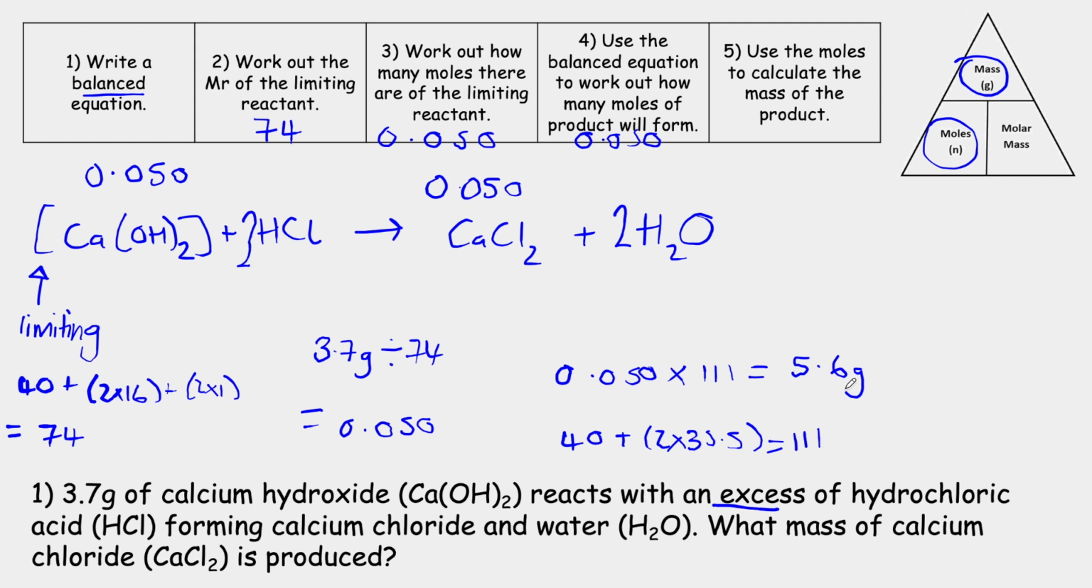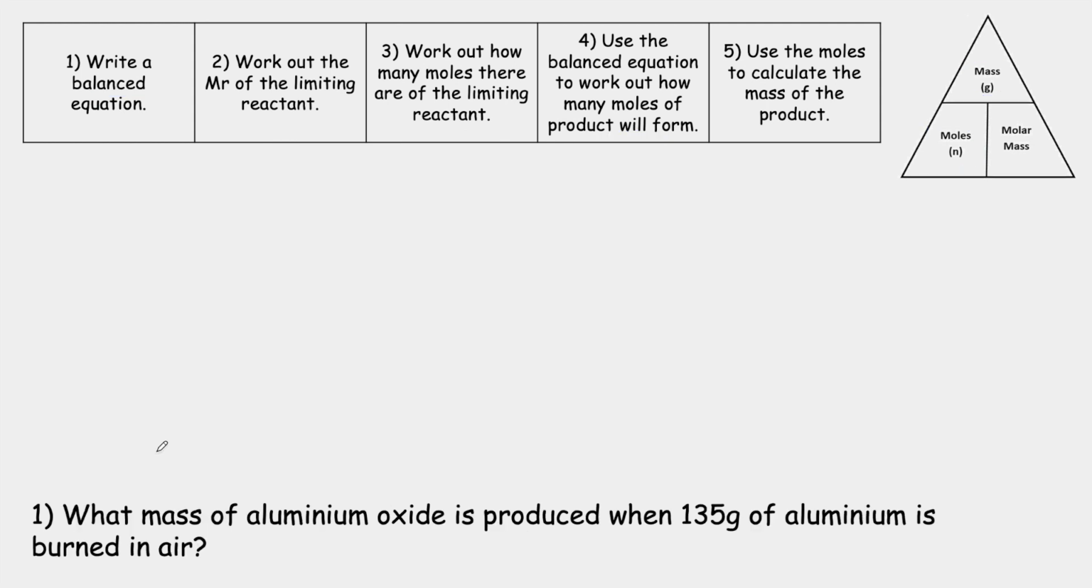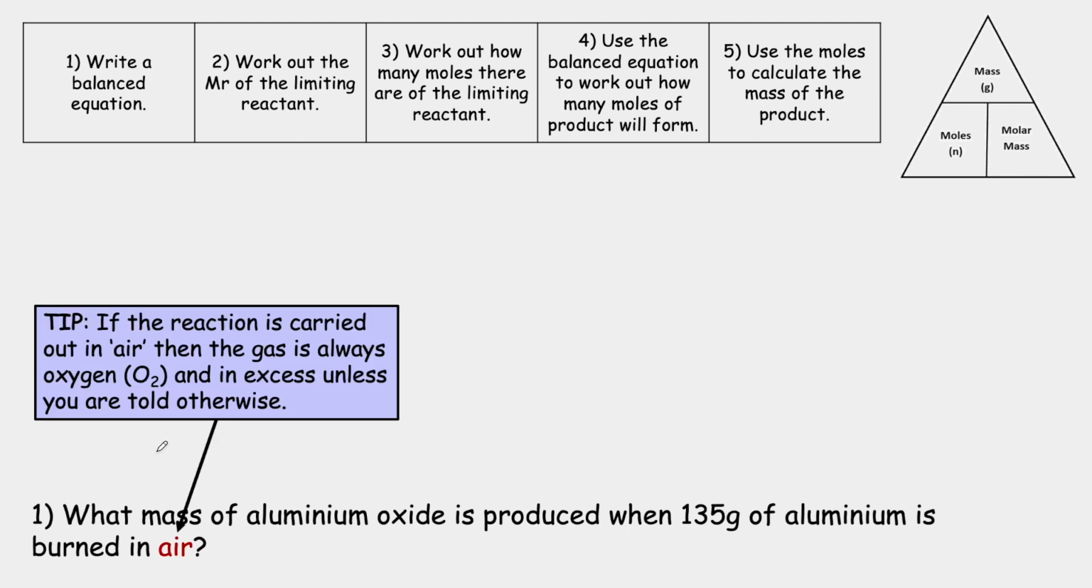Let's have a look at another one. The next question says, what mass of aluminium oxide is produced when 135 grams of aluminium is burned in air? Now there's something very important to point out. Whenever the question mentions air, it's always talking about oxygen and it's always in excess unless told otherwise. So you need to know that as we're going through this example.